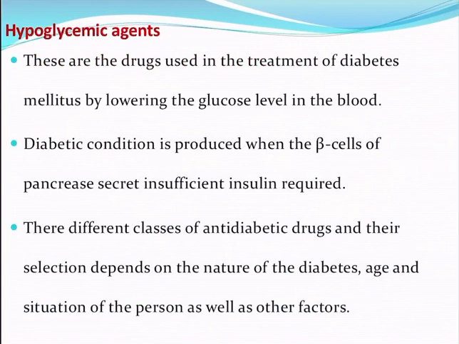There are different classes of anti-diabetic drugs and their selection depends on the nature of the diabetes, the age and situation of the person, as well as other factors. That means not one drug will be given to all diabetic patients. So the drug which we are going to take will be different depending upon the age and situation of the person and also the amount of glucose present in his body.